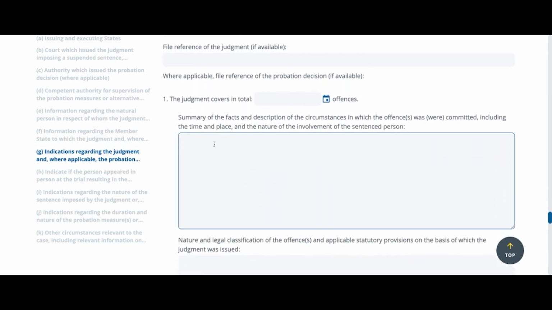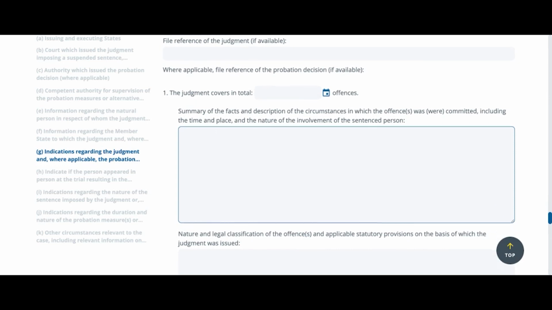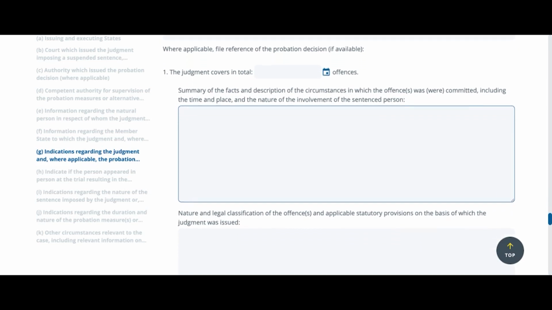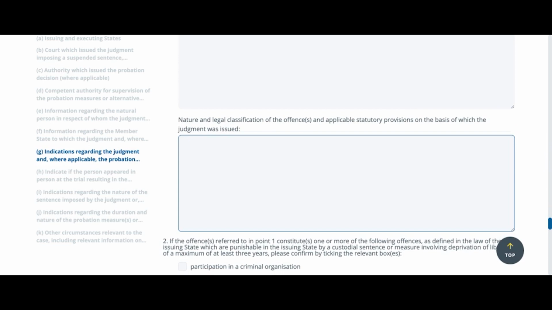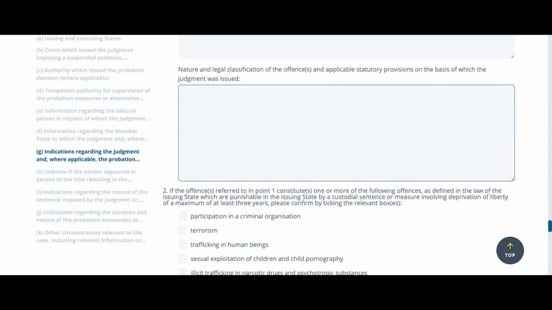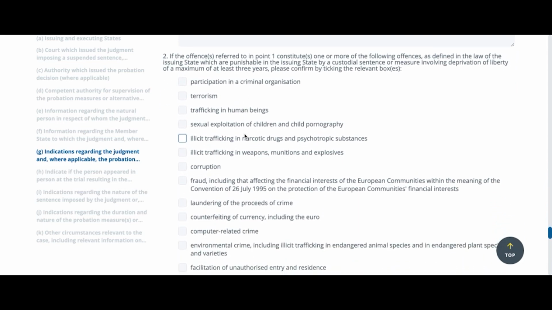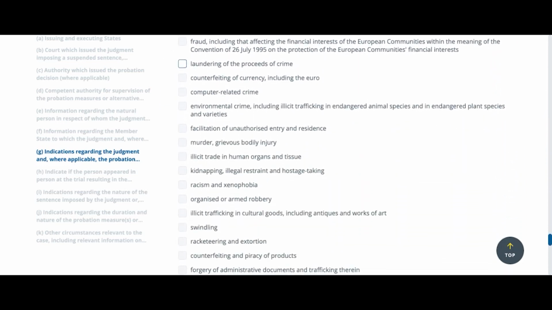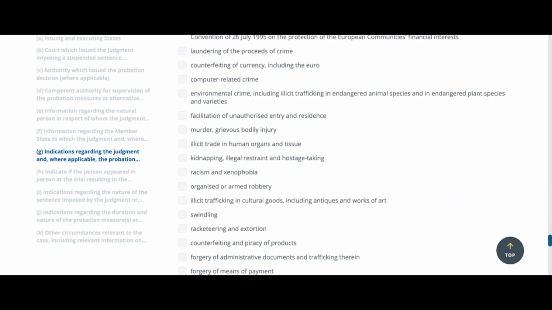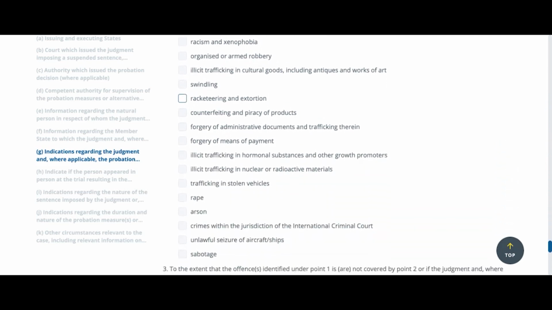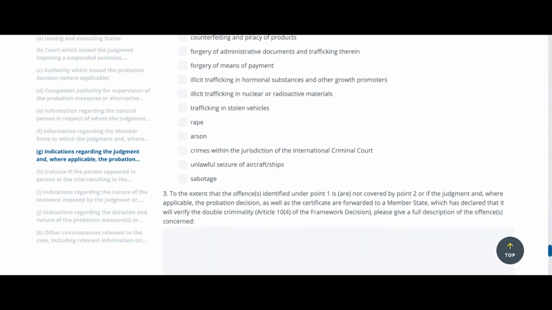Okay, and here is the place where we need to describe the offense or the offenses that were involved in that particular sentence, the nature and the legal classification of the offense, and the applicable statutory provisions on the basis of which the judgment was issued. And then, in case the offense is one of the 32 crimes mentioned in the framework decision, you need to tick here as one or more.